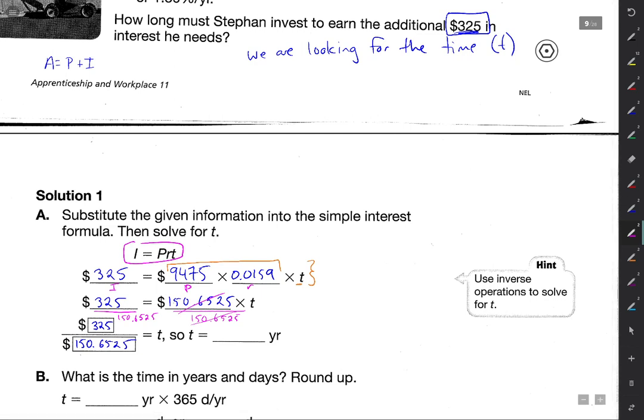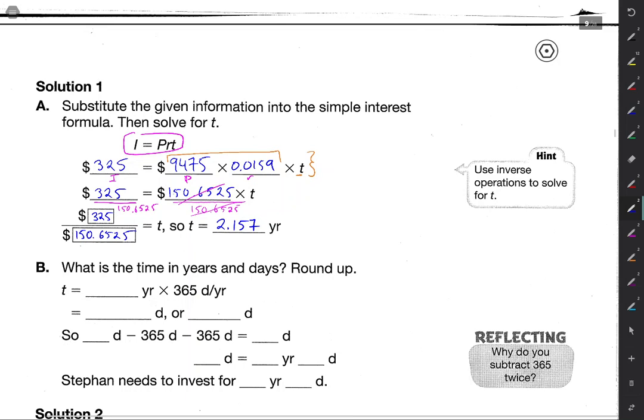So if we do that in our calculator, 325 divided by 150.6525, you will get that t is equal to 2.157 years. In part B, it's asking for the time in years and days. So what we're going to do is take how many years we have, and multiply it by the amount of days in a year. So we're going to do 2.157 years times 365 days. So that will give us 787.408 days, or if we round that, it would be 788 days.